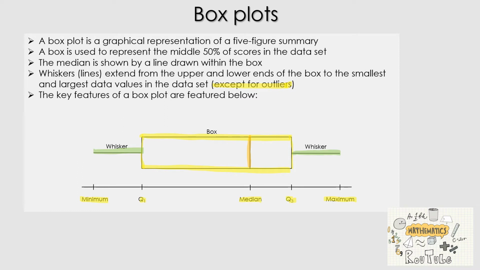So the key features, we've pretty much gone through them all. We've got our box, which is in yellow. We've got our median, which is in orange. We've got our whiskers, which are in green. And we know that a box plot is just a graphical representation of the 5-figure summary, which is the minimum, Q1, Q2, which is the median, Q3, which is the upper quartile, and then we have our maximum value. So Q1 and Q3 are referred to as the lower and upper quartiles, respectively.